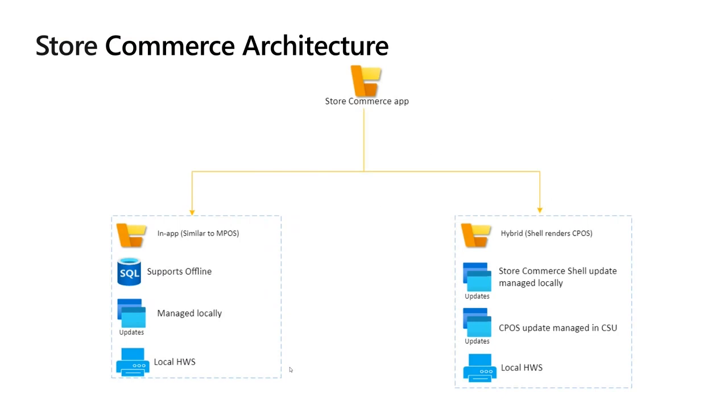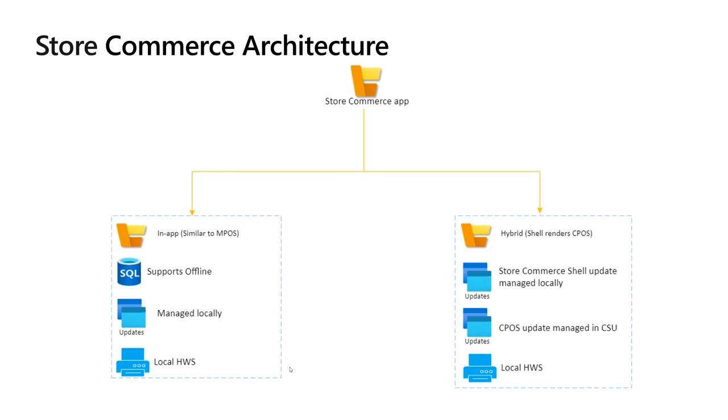Just to discuss architecture at a very high level, there are two formal versions of Store Commerce. There's the standard version, similar to Modern Point of Sale, the in-app version. This is the one that supports offline, is 100% managed locally, and has the local hardware station. Additionally, on iOS and Android, we have more of a hybrid version, which functions much more like Cloud POS, where the app is simply a shell and Cloud Point of Sale forms are pulled in instead of being local to Modern Point of Sale.